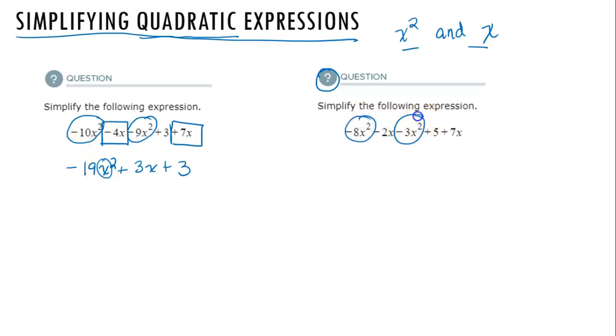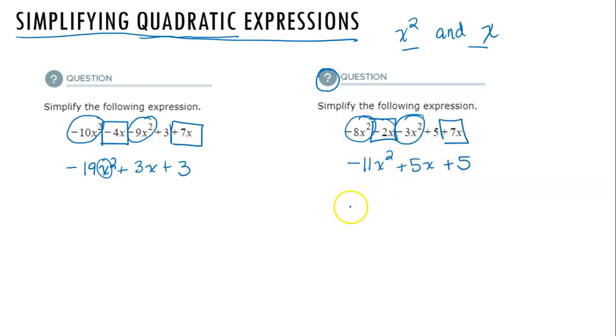You should have recognized that you had a set of like terms that had x squared. Negative 8 minus 3 is negative 11x squared. Negative 2x plus 7x is 5x. And then we just bring down the plus 5.